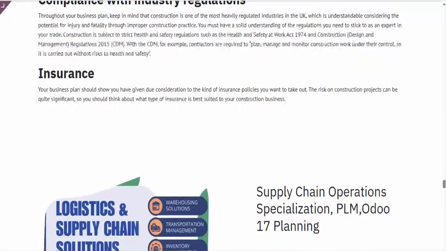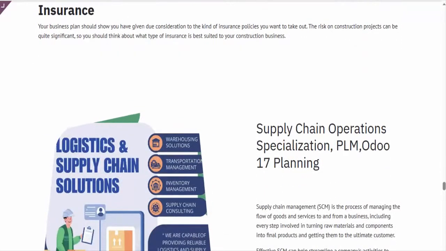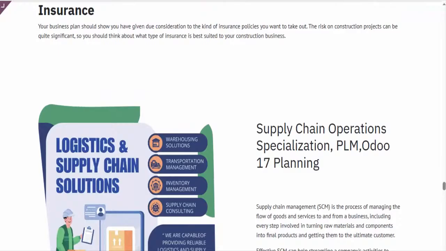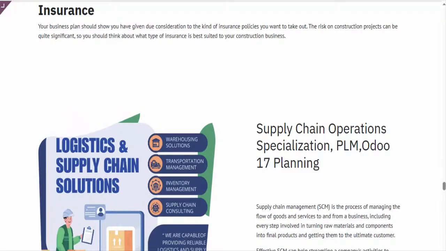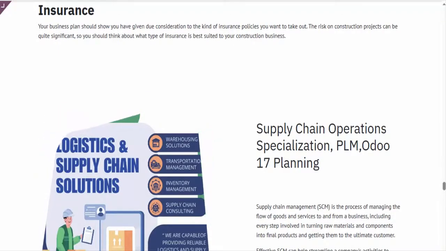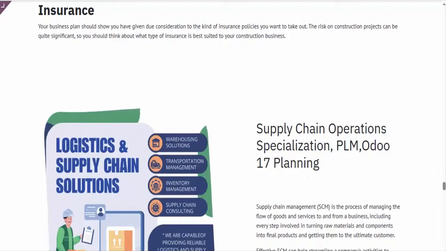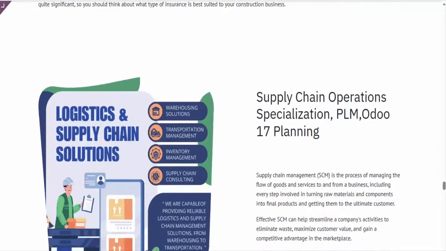Insurance. Your business plan should show you have given due consideration to the kind of insurance policies you want to take out. The risk on construction projects can be quite significant. So you should think about what type of insurance is best suited to your construction business.